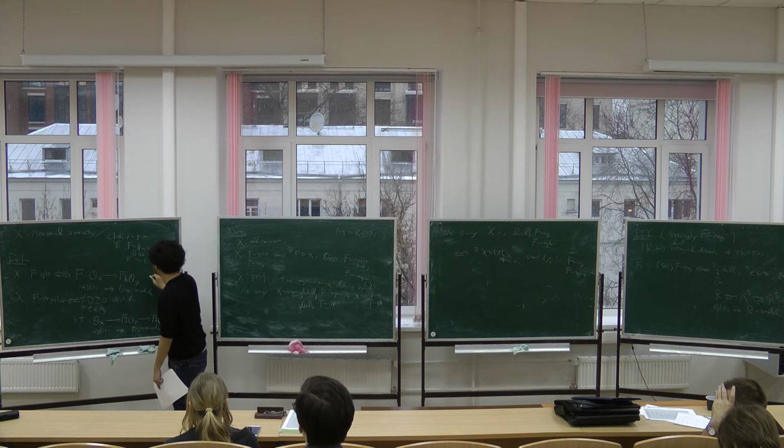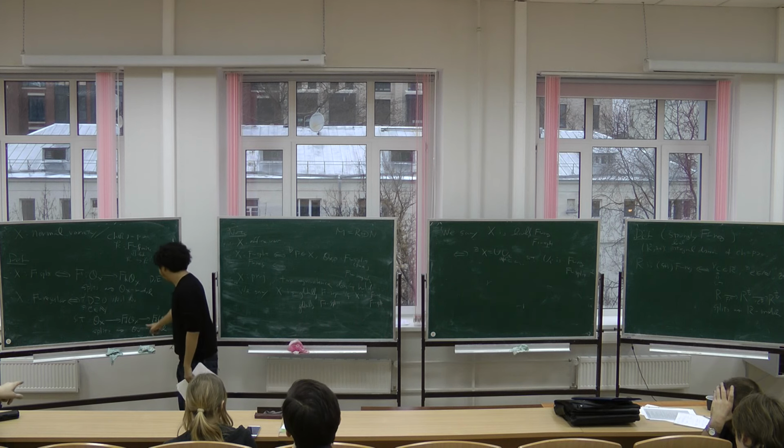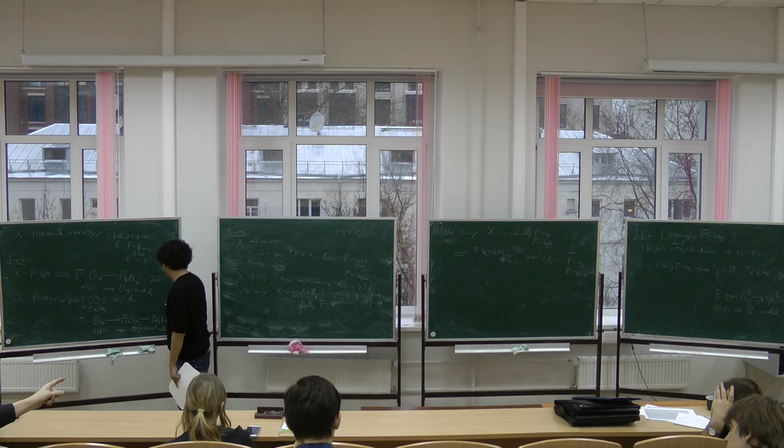If I have two Vega devices, D and E. Now, O of D and O of E map into O of D plus E. Ah, something like this, you mean? Yeah.